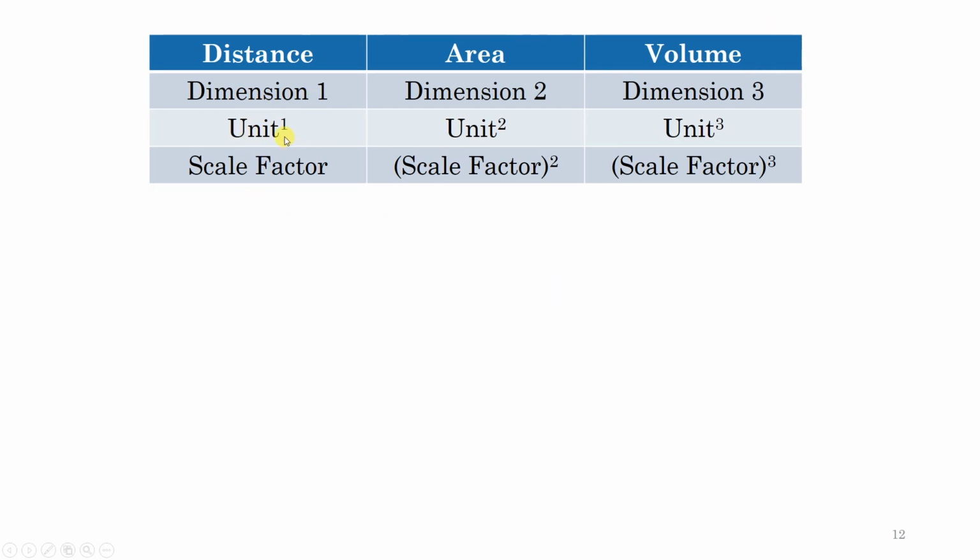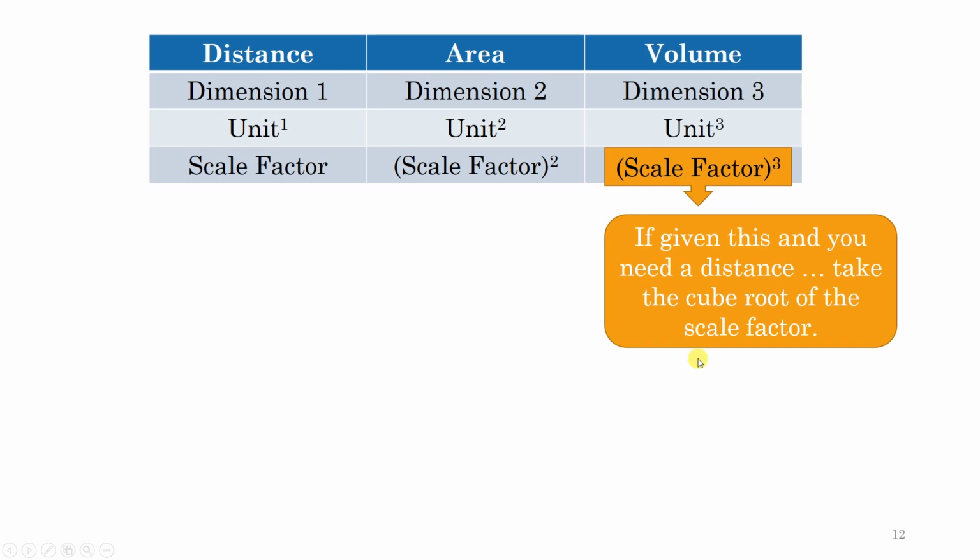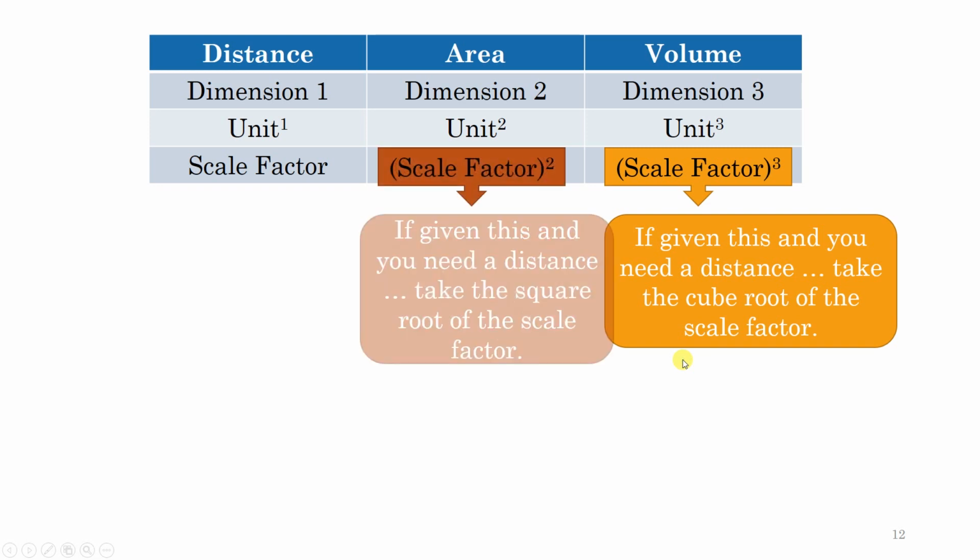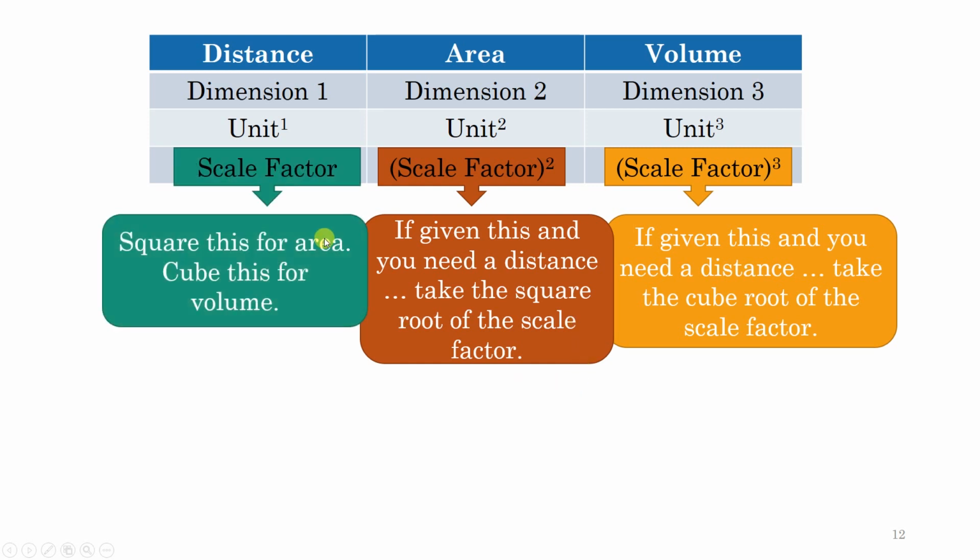Distance is one dimension. It's an exponent of 1. And the scale factor needs to have an exponent of 1. For area, well, that's a dimension of 2, which is squared. Volume is a cube. That's a dimension of 3. So if you're given a scale factor that is volume and you need distance, you have to take the cube root. If you're given a scale factor that's squared and you need distance, well, you have to take the square root. If you're given distances and you can get a scale factor from that, and you need a volume, well, then you have to cube it. That's how it works. So here are some practice problems.